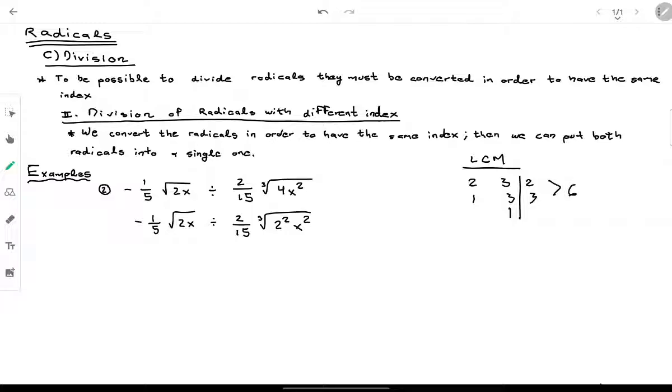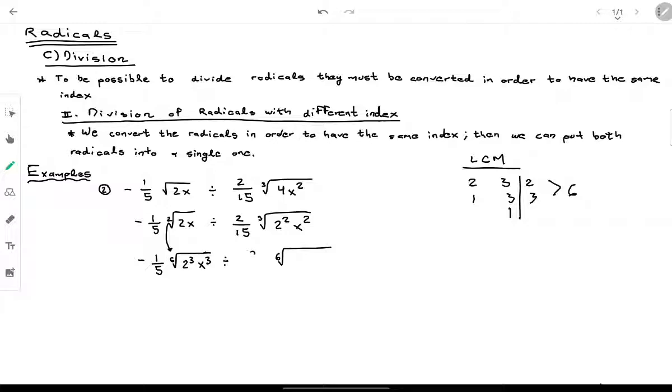So we need to convert our radicals into the 6th root. So what happens here? 2 to become 6 gets multiplied by 3. Of course, the coefficient doesn't change because it's outside the root. What happens here? We multiply by 3, so the one that is inside must be cubed. So it's going to be 2 cubed, x cubed.